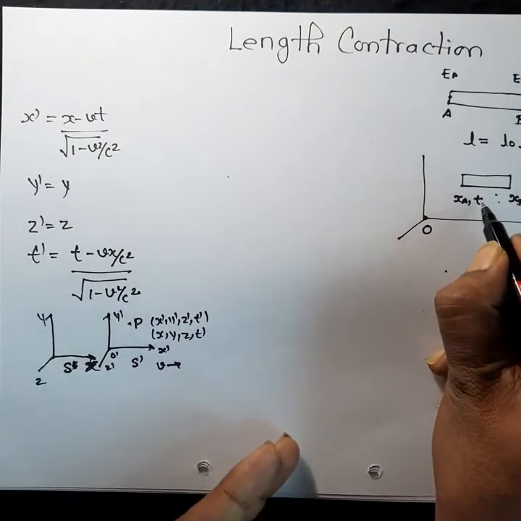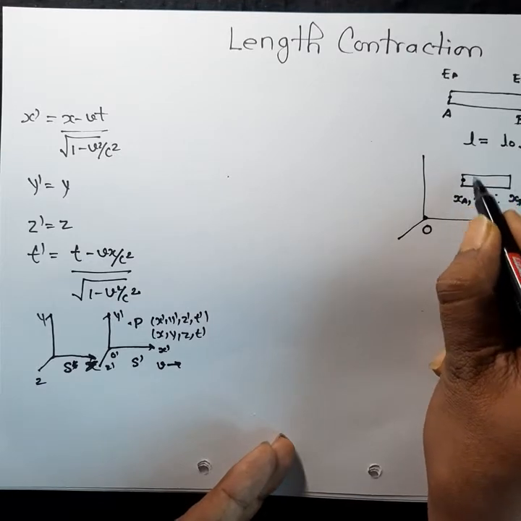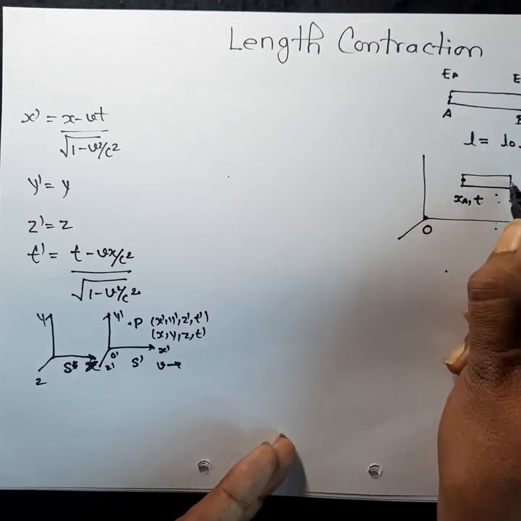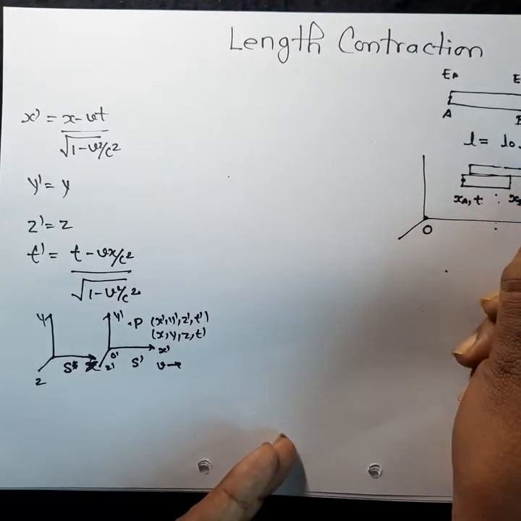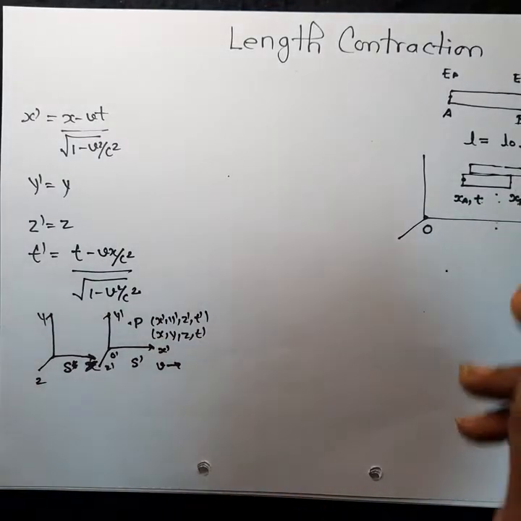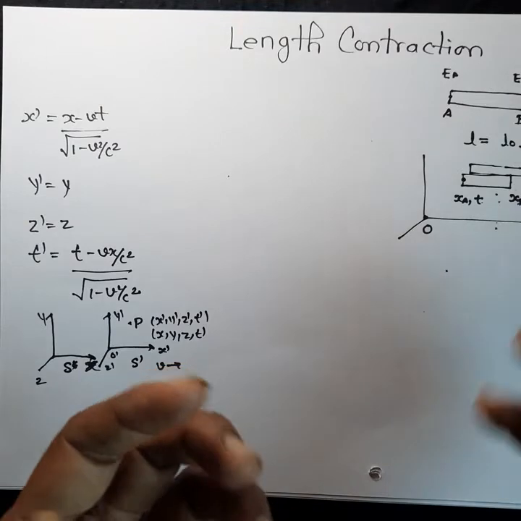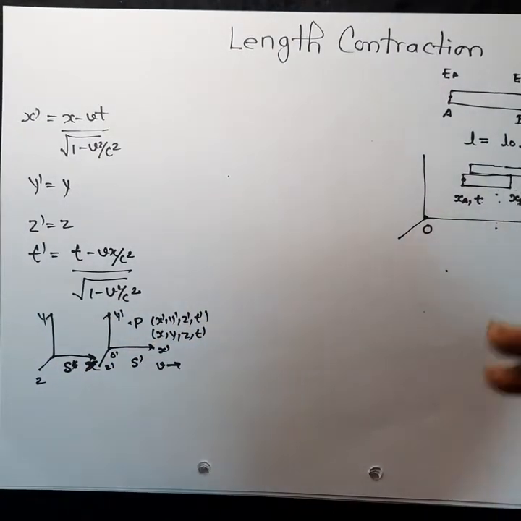When you measure at time t, the position of this end will be here, but when you measure this end at some different time, you will notice its coordinates here, xb dash. So what will happen? You will get some longer length. So there will be some error in your measurement.